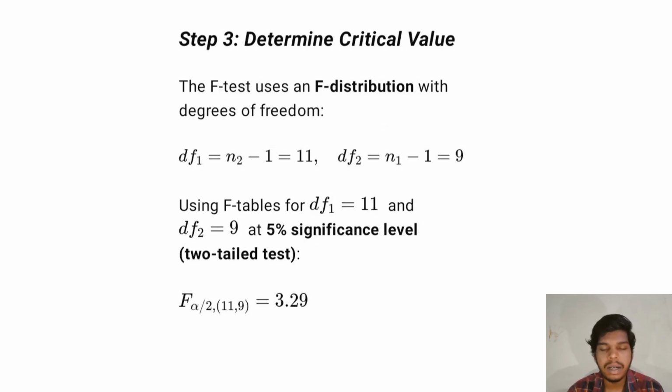And step 3, determine the critical value. The F-test uses an F distribution with degrees of freedom df1 equals n2 minus 1 equals 11 and df2 equals n1 minus 1 equals 9. Using F tables for df1 equals 11 and df2 equals 9 at 5% significance level, F alpha by 2 comma 11 comma 9 equals 3.92.